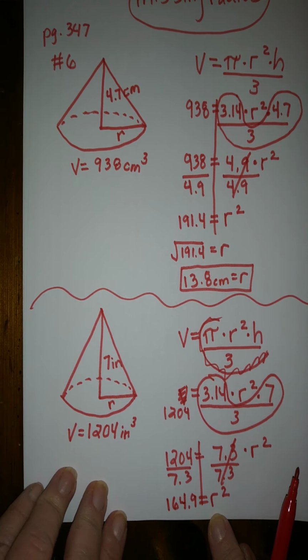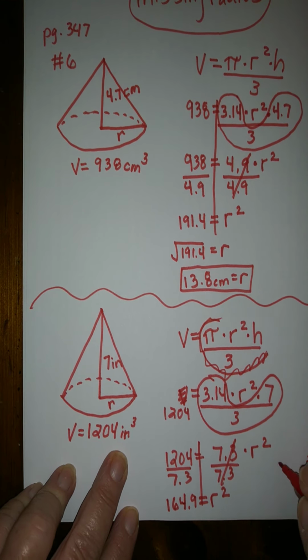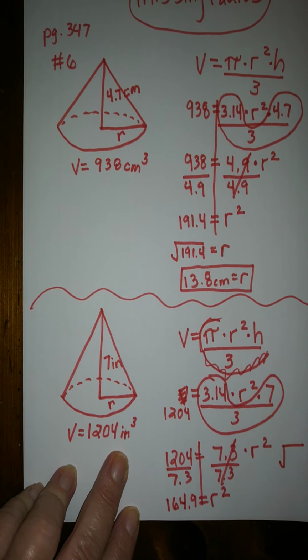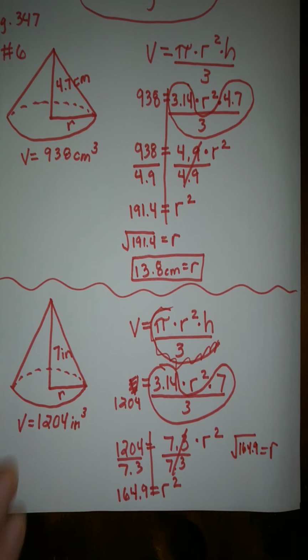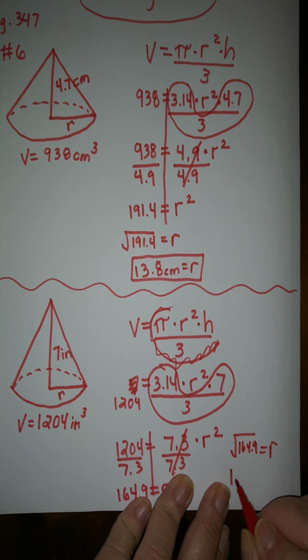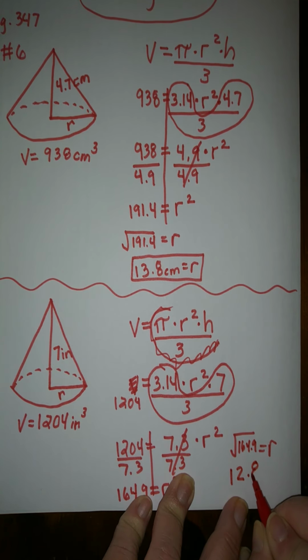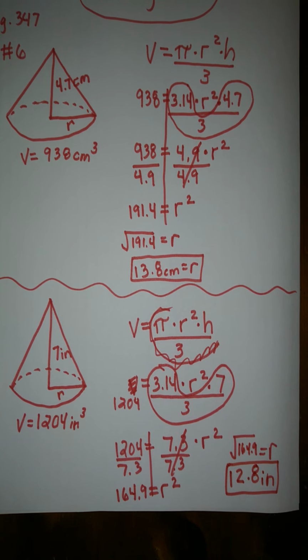So this is still r squared. So to get r, we have to take square root. Remember, that's the last step always when you have the missing radius. So take the square root of 164.9 and you end up with 12.8 inches for the radius.